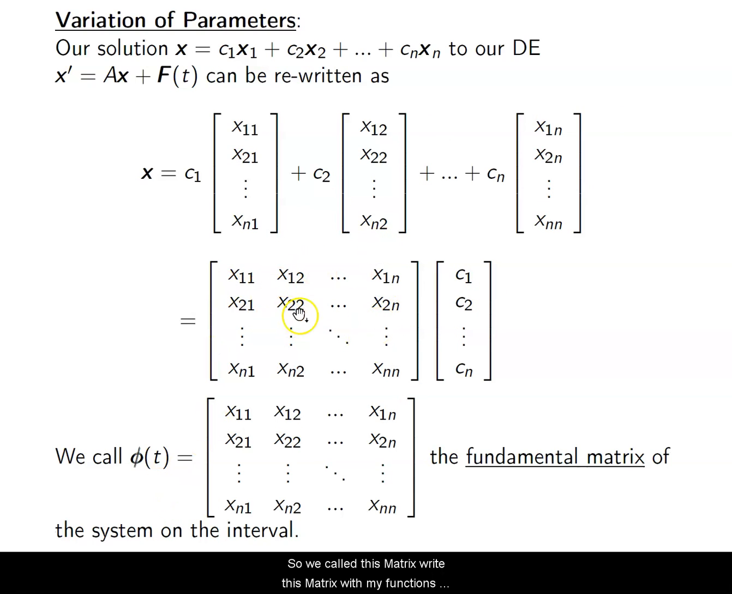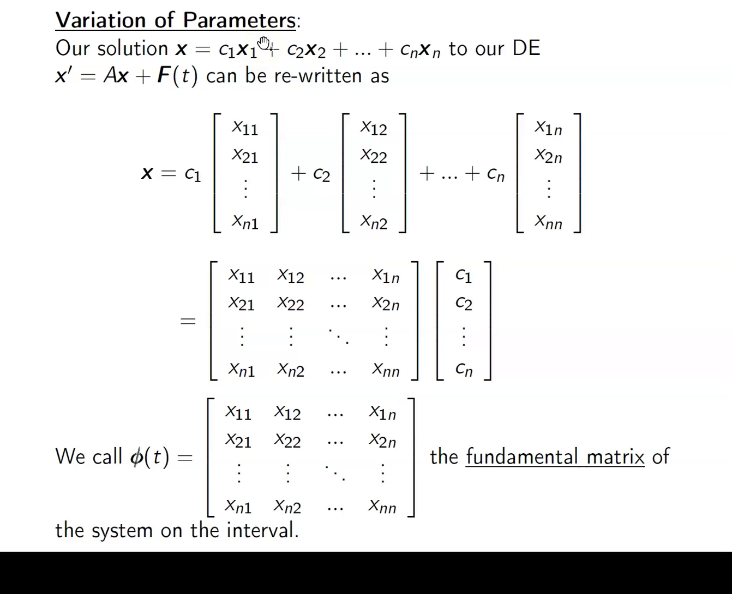So we call this matrix, right? This matrix with my functions in here, we call it phi of t. This is the fundamental matrix of the system on the interval. And this interval is the interval of existence that's shared for all of these functions and the existence of our DE, right? So x prime equals Ax implies that phi of t prime equals A times phi of t. All right, so again, this is a fundamental matrix, meaning that it's full of fundamental solutions.